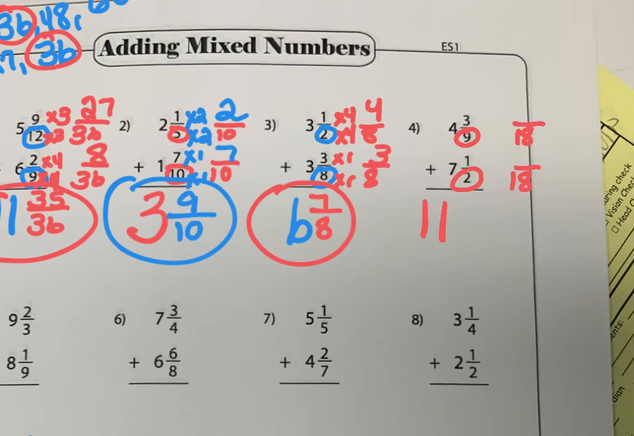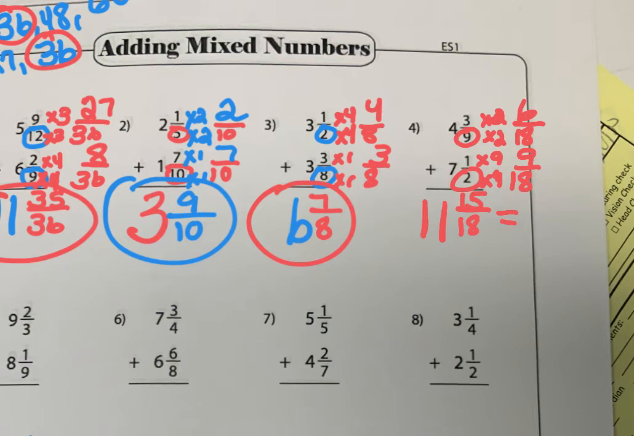Okay, ask yourself, 2 times what is 18? 9. And then I times 1 by 9. 1 times 9 is 9. 9 times what is 18? 2. 3 times 2 is 6. Are my denominators the same? Yes. So I keep my 18, and 9 plus 6 is 15.